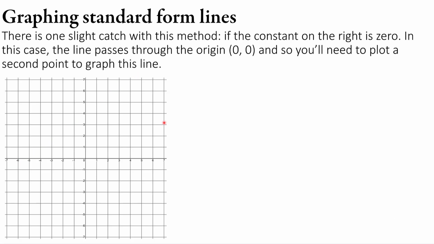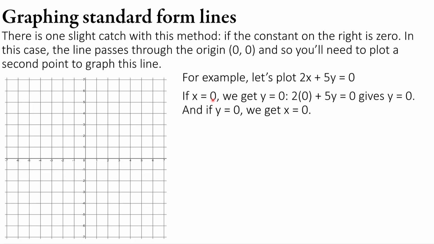Now there's only one slight catch with this method for graphing. If the constant on the right is 0, then the line will pass through the origin. So the x-intercept and the y-intercept are both right here, so you only get 1 point. Let me show you an example of how I handle this case. Let's plot 2x plus 5y equals 0. If we try the method I showed you, when we put in x equals 0 and solve, we get y equals 0. And likewise, if we put in y equals 0, we get x equals 0. So that just gives us 1 point. So we need another point.